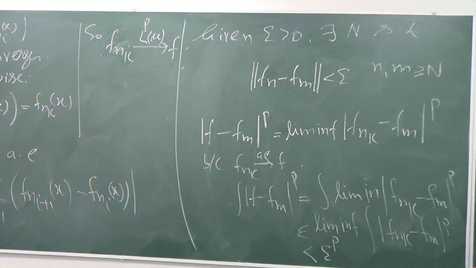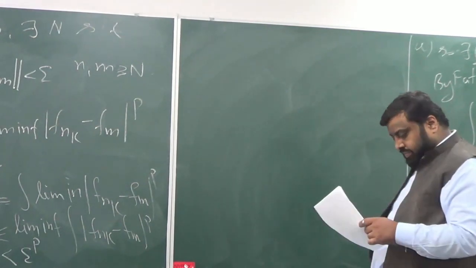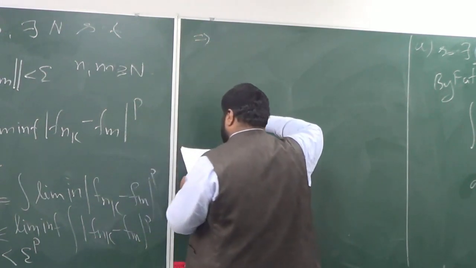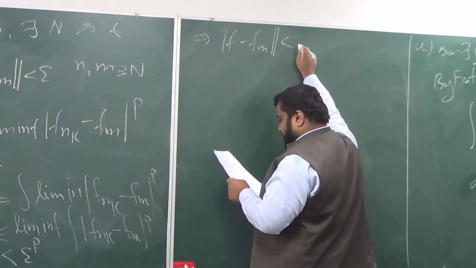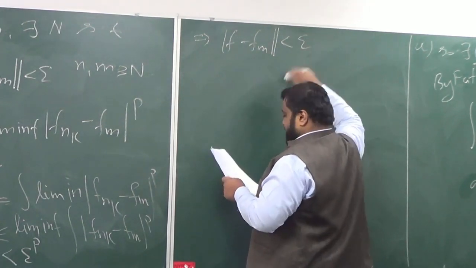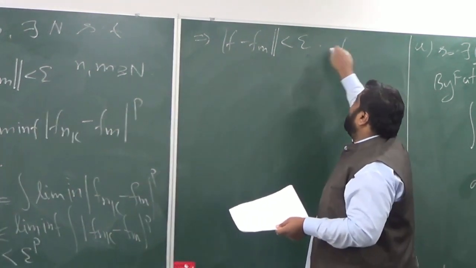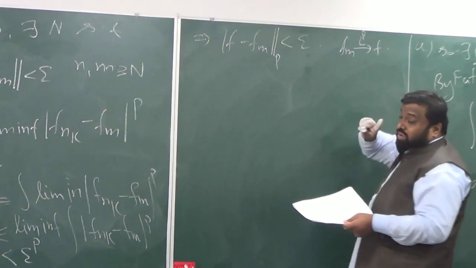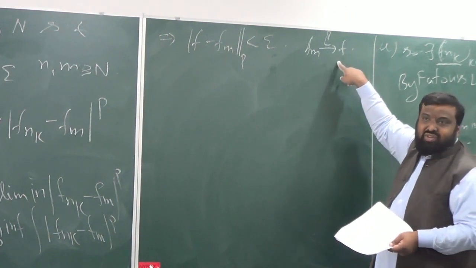Almost done. This implies that f minus fn is less than, what do you say, epsilon. Okay. So by the way, what does this mean, that fm converges to? fm converges to f in the LP sense. Okay, it's converging to f in the LP sense.